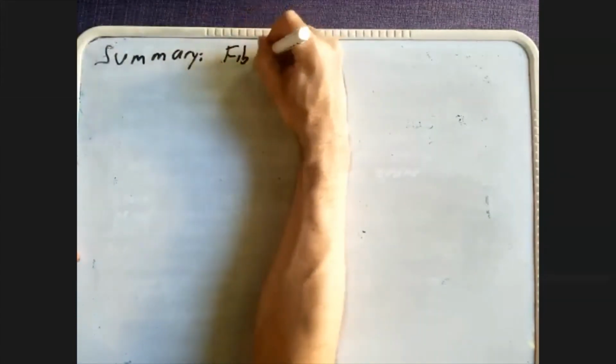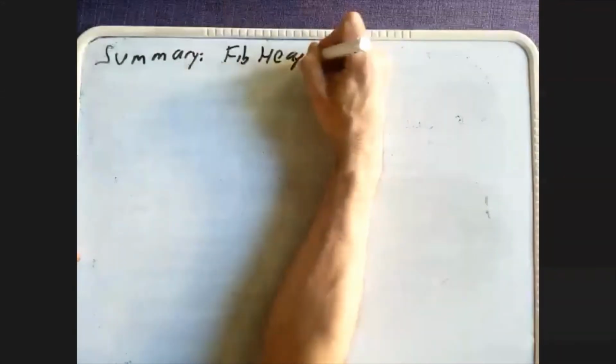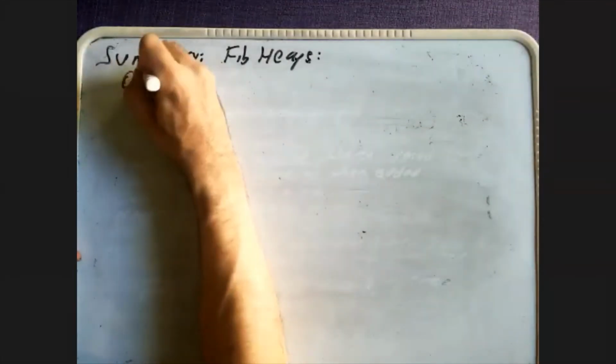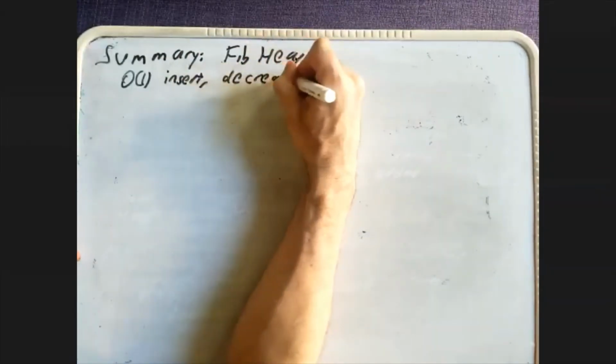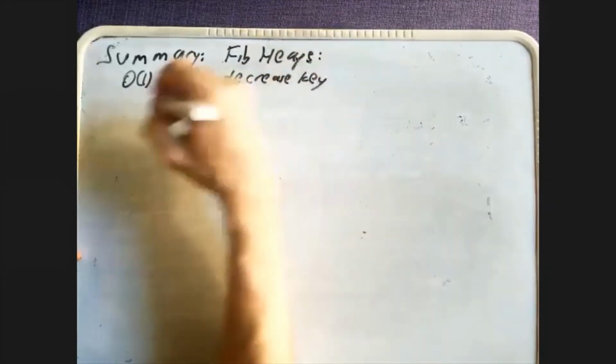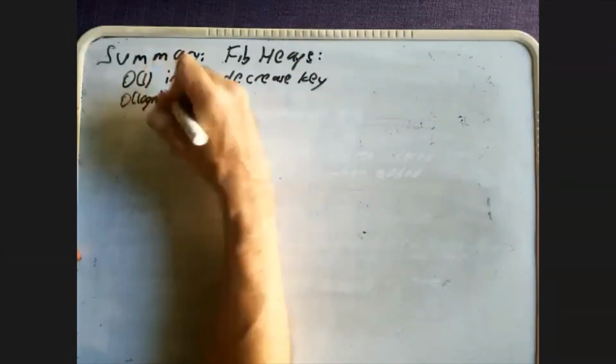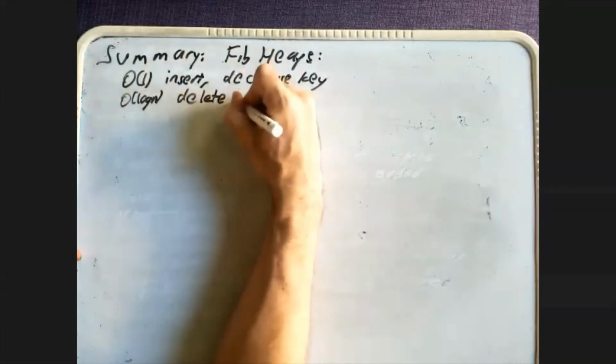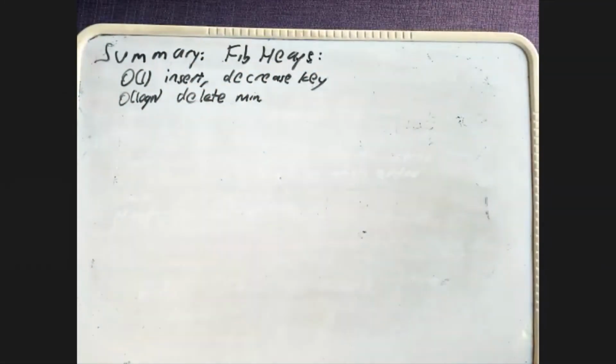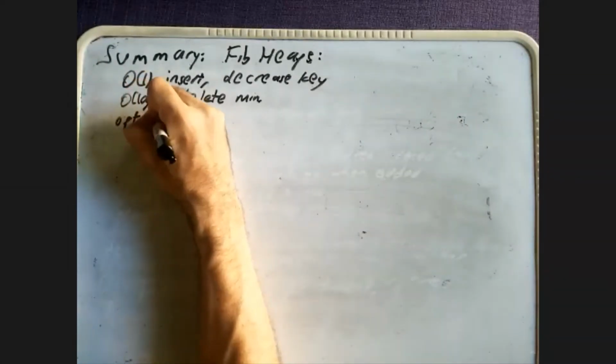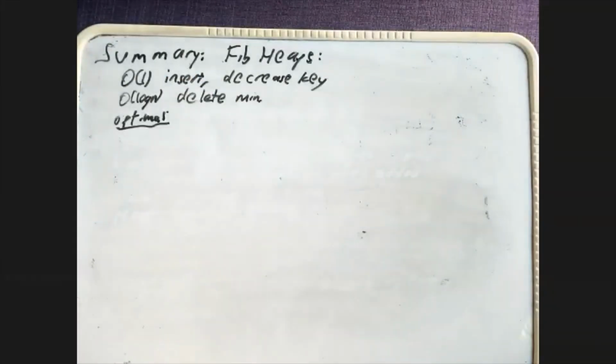Fibonacci heaps give order 1 for insert and for decrease key, and order log n for delete min. Now this is optimal, unlike standard heaps, okay? Because you can't beat order 1 for operations. And the order log n for delete min is unavoidable.